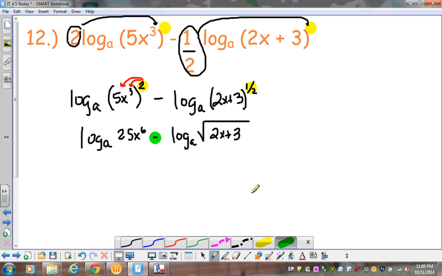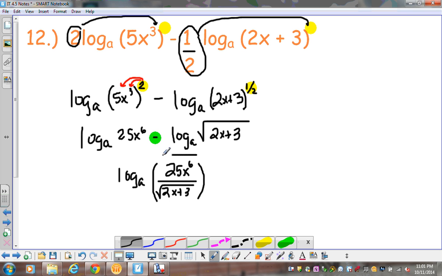All right, so now I've got subtraction. What goes with subtraction? That's division. So it's going to be log base A of 25x to the 6th. Remember, the piece that comes first is in your numerator, divided by the square root of 2x plus 3. And that cannot be simplified anymore, so that's your final answer. That one wasn't quite as difficult as the previous one, but still pretty involved.